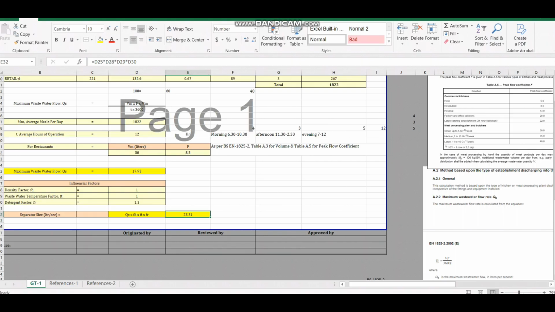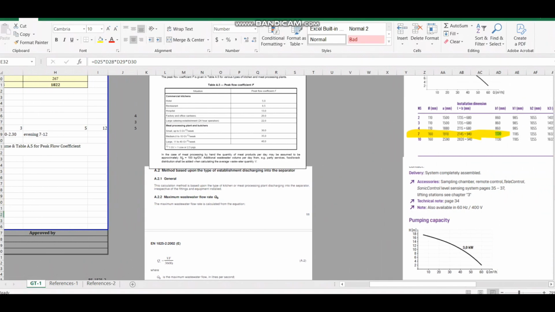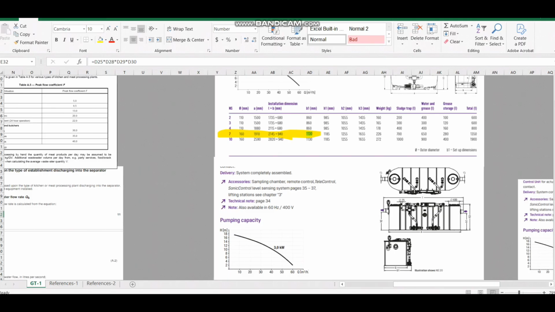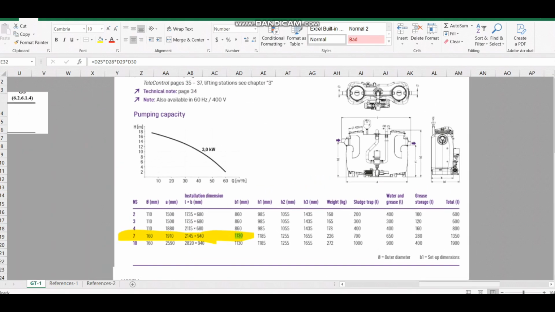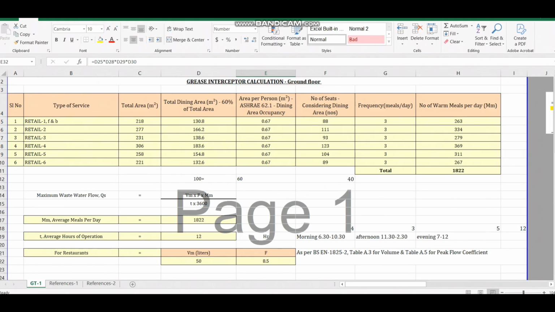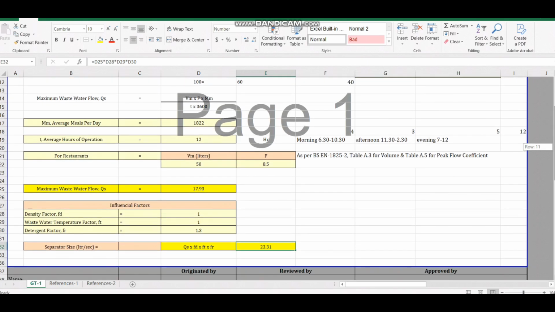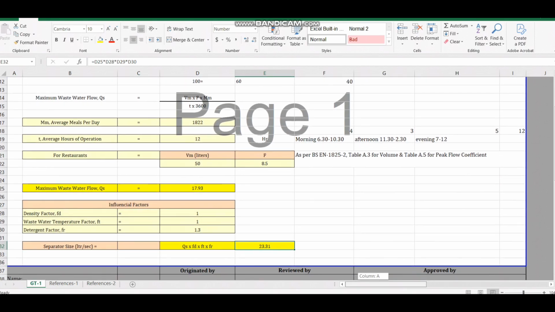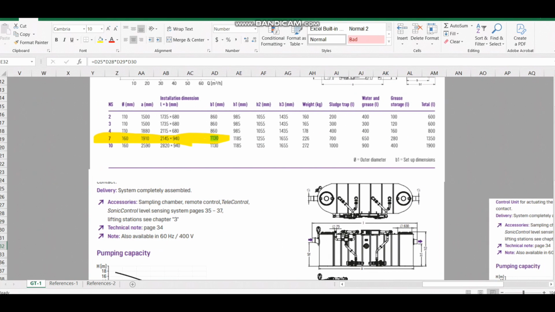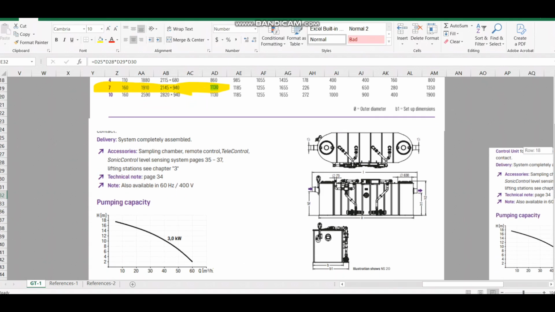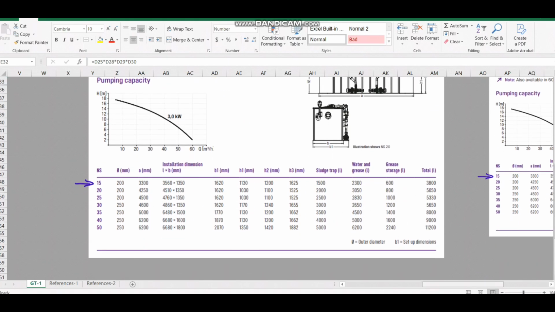23.31 liters per second. Now we have multiple products in the market to select from. I have taken the catalog of Kessel. For Kessel, you can see we got 23.31 liters per second. Let me just reconfirm, 23.31 liters per second. So I will go to the Kessel catalog. Here you can see NS means the flow rate. They are mentioning flow rates starting from 2, 3, 4, 7, 10. Our case is not falling in this range, so let me go to the higher side.